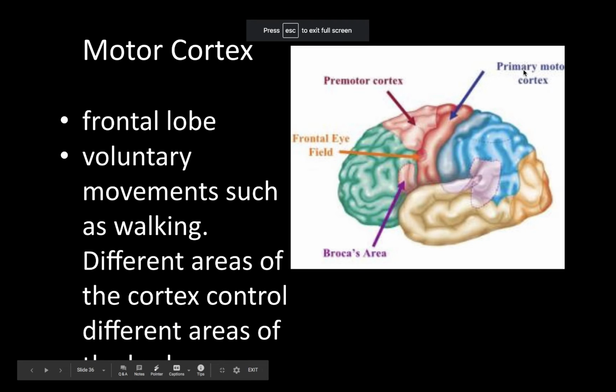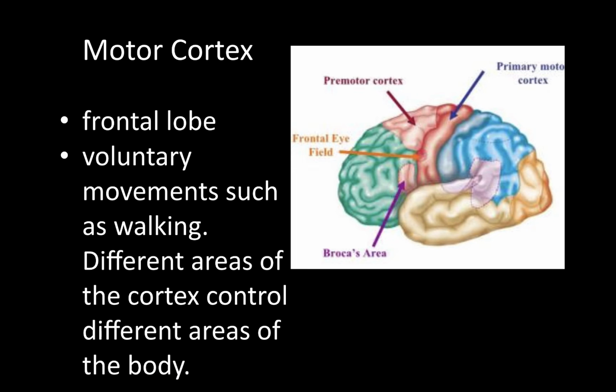Now it's time to talk about the motor and sensory areas of the brain. We're going to be focusing on the motor cortex and the somatosensory cortex. Let's start off talking about the motor cortex.